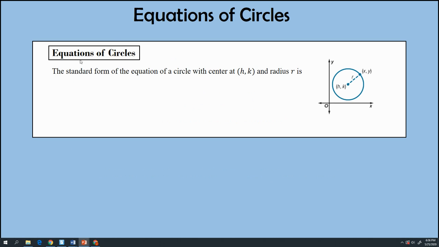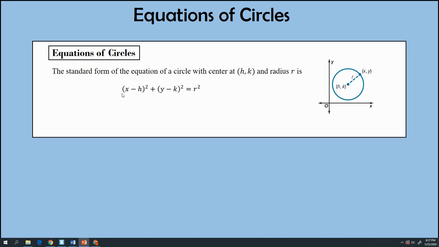So first of all, let's get right to it. We have a very simple equation. It represents an equation for a circle, and we say that the center is at the ordered pair (h, k) and the radius is r. So you can see in the drawing here, I have center at (h, k) and I have radius r. The equation for a circle with those pieces of information, (h, k) is the center, r is the radius, is this: the quantity of x minus h squared plus the quantity of y minus k squared equals r squared.